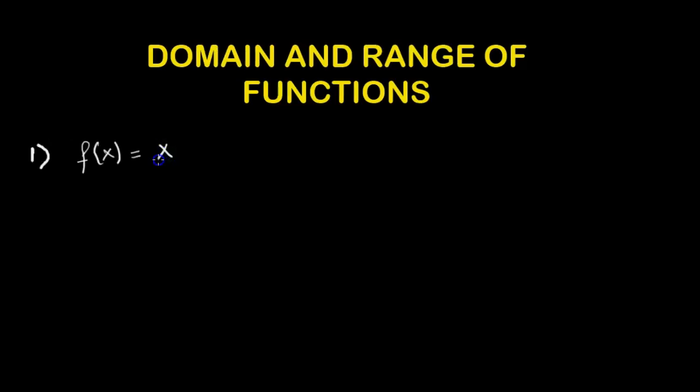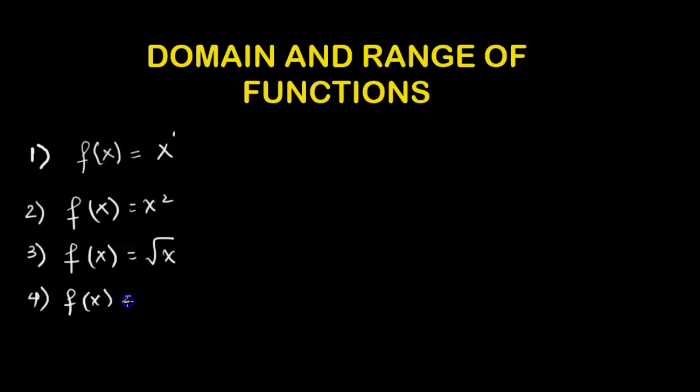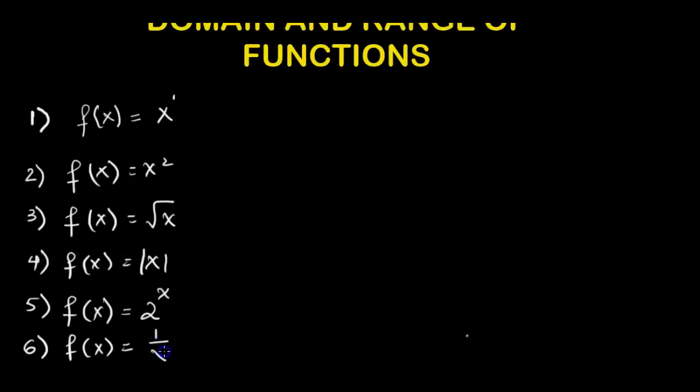First is f(x) = x. No power means the power is 1, so it's a linear function. Second is f(x) = x squared. Third is f(x) = square root of x. Fourth is f(x) = |x|, the absolute value. Fifth is f(x) = 2 to the power x, that is the exponential function. And the sixth one is 1 over x, that is the reciprocal function.